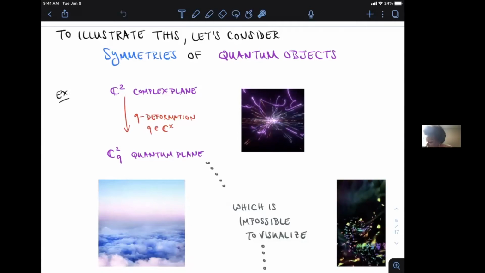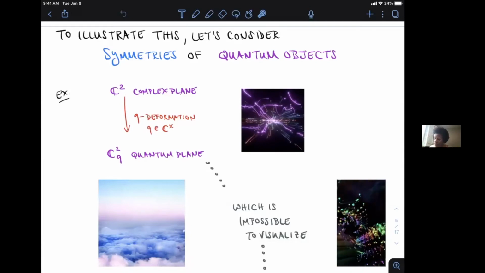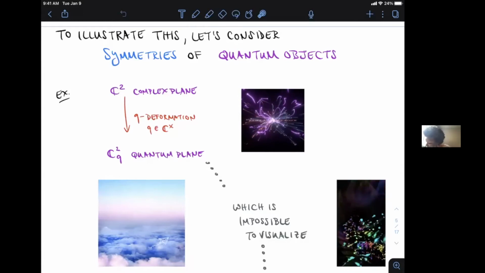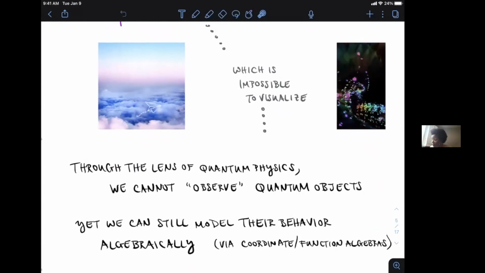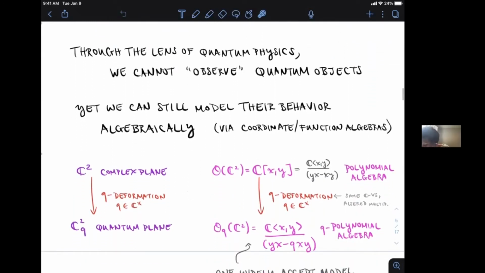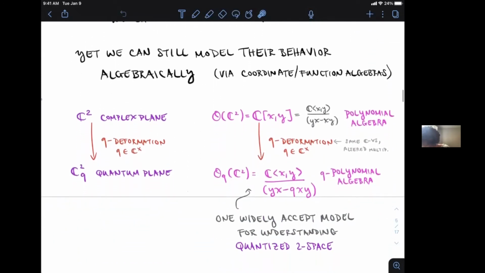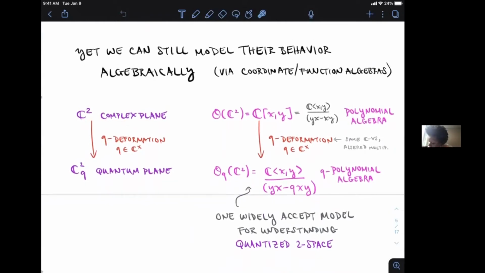So the coordinate algebra of the complex plane is a polynomial ring. And one might guess, or one might use as a nice model, a q-version of the polynomial ring as the coordinate algebra of this gadget. So through the lens of quantum physics, we can't observe quantum objects, but we can still make sense of them algebraically by looking at nice coordinate functions. Okay, so here's one example. I have my complex plane here. I'm going to q-deform it, whatever that means.